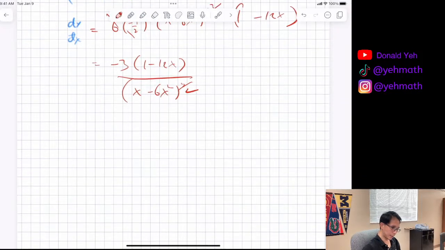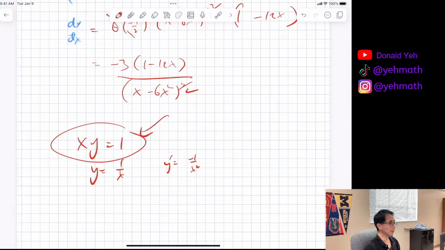What if you got xy equal to 1? We divide by x. Well, you can isolate. And now that's still an explicit derivative because you got y equal to something, right? We know that y prime is going to be negative 1 over x squared, but is it possible I can take a derivative from here?